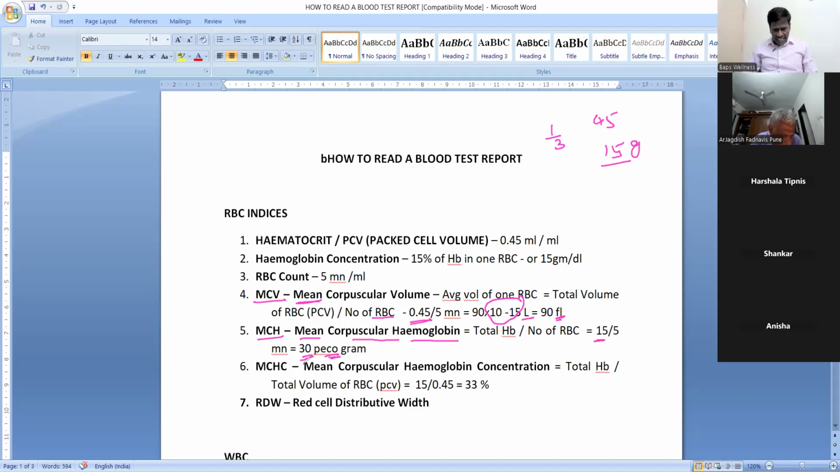Then MCHC, in that actually what is the level of hemoglobin's concentration? We said, okay, what is the gram level? But percentage wise, what is the level of concentration? That is very important.